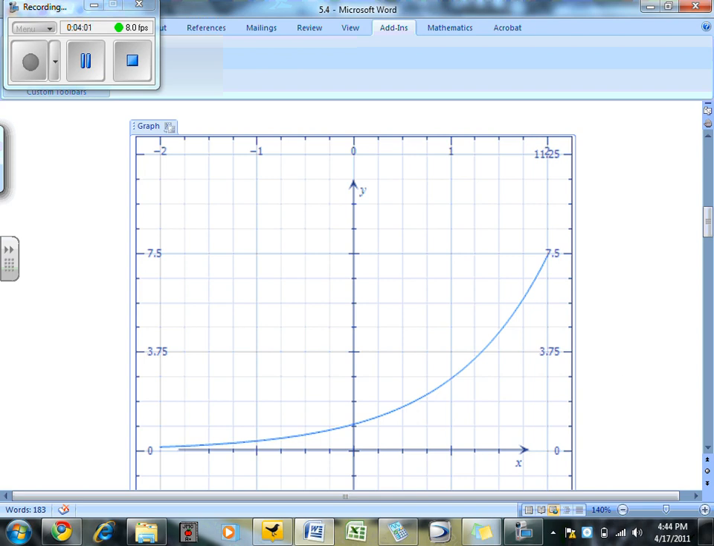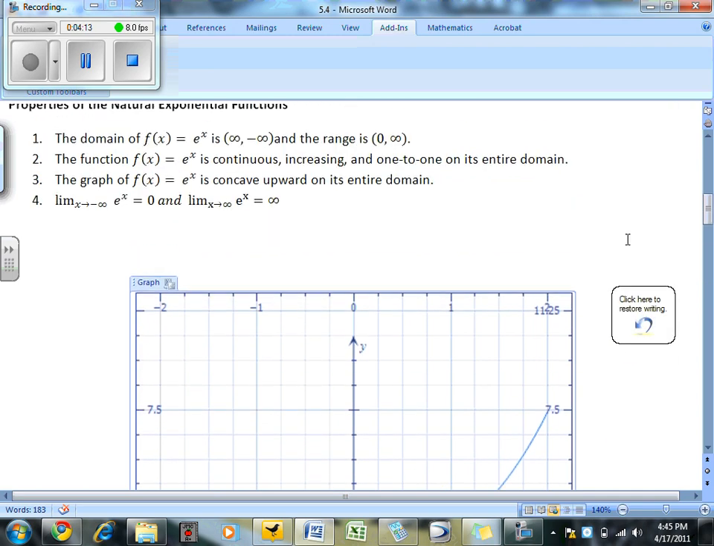So if you notice here, as we're going closer and closer, it looks like we have an asymptote at y equal to 0. All right, so we have an asymptote at y equal to 0. It's never going to cross over the x-axis. And the limit as x approaches positive infinity is infinity. It goes on forever.